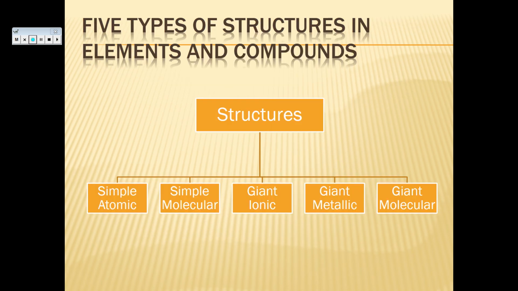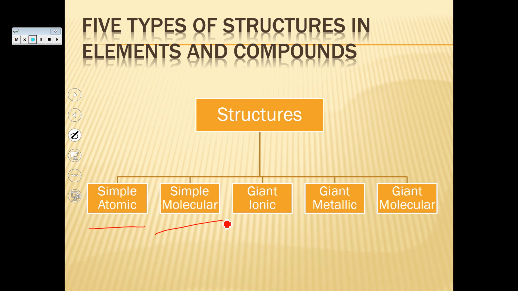the next. There are 5 structures that we are going to talk about, and we have talked about them, but this section sort of summarizes the structures that we've seen in this section. The first is simple atomic. That just means the structure of a normal neutral atom. Simple molecular is just the structure of a molecule, 2 nonmetals covalently bonded sharing electrons.